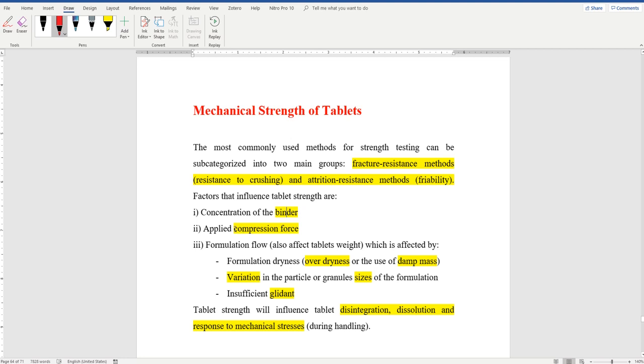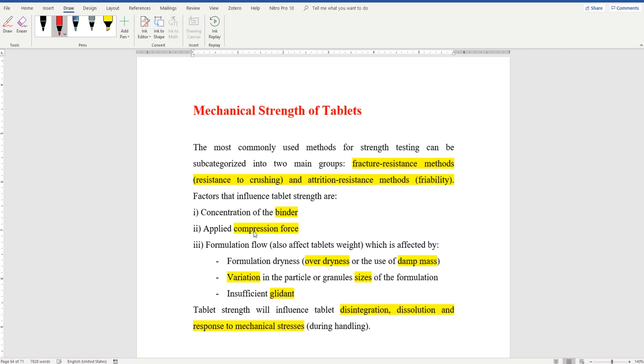Another obvious reason is the compression force that I apply. If I apply very low compression or soft compression, the tablets can break very easily. For example, if you remember the rapidly disintegrating or dissolving tablets, اللي هي orodispersible tablets, one of the methods كانت اللي هي apply soft direct compression.